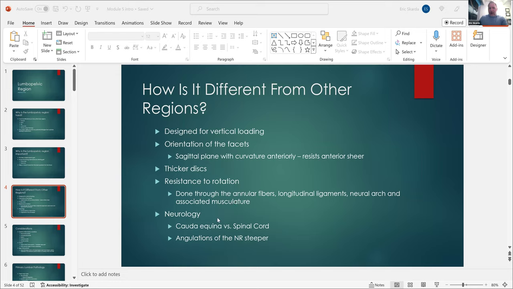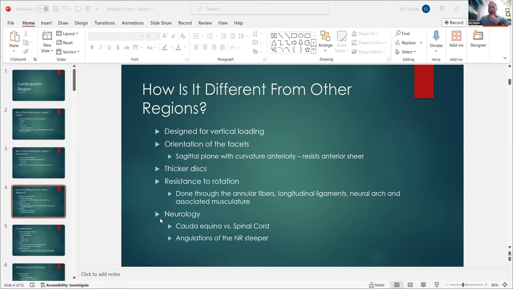Neurologically, in the lumbar spine, we are not dealing with the spinal cord. The spinal cord tends to end around T12, L1, somewhere in that general vicinity. So we will not be getting upper motor neuron symptoms from a central lesion. Now, cauda equina syndrome is a peripheral lesion because of the end of the spinal cord there, but it's still considered a very serious medical emergency.